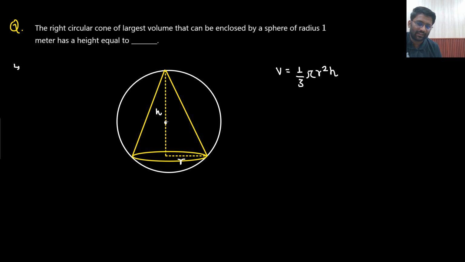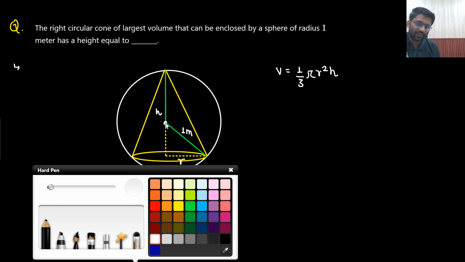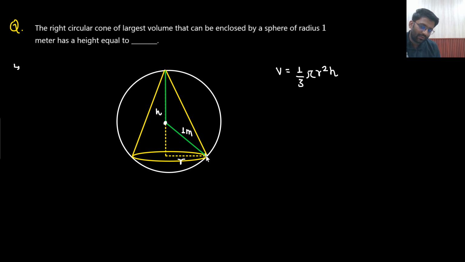So let's say this is the center. This is the radius that is given, which is 1 meter. Now if this is 1 meter, this will also be 1 meter only, no? From the center till the boundary, this will also be radius only, 1 meter. So this is 1 meter, this is also 1 meter.